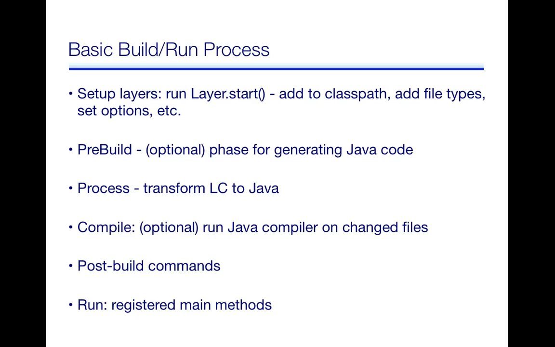Let's go through the basic build and run process for LayerCake. First, all the layers are started in the order in which they're specified. They can add classes to class path, add file types, set options, etc. If necessary, the pre-build phase is run for any processors that need to generate Java code that's required from the later phases. The process phase then can transform any LayerCake code to Java code. If enabled, the compile phase will run the Java compiler on changed files. Then any post-build commands are run. And if any main methods have been registered, those are invoked.